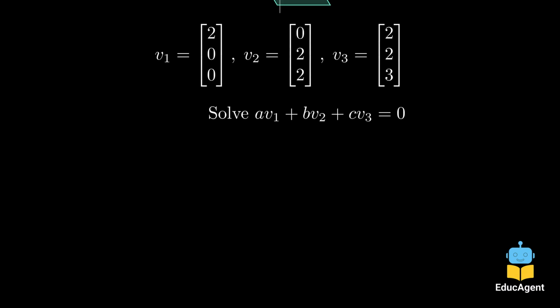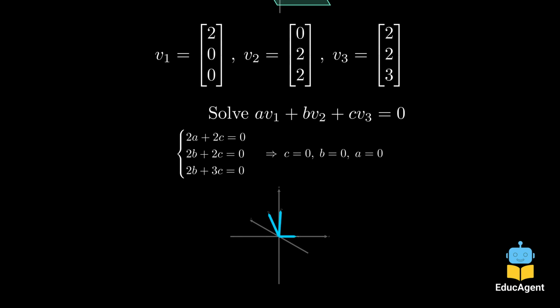Part C asks whether 3 given vectors are independent. We write the system for a, b, and c so their linear combination equals the 0 vector. Subtracting equations shows c equals 0, then b and a are also 0. Only the trivial solution exists, so the vectors are independent. Since the only linear relation is the trivial one, the 3 vectors are independent and together span all of R3.